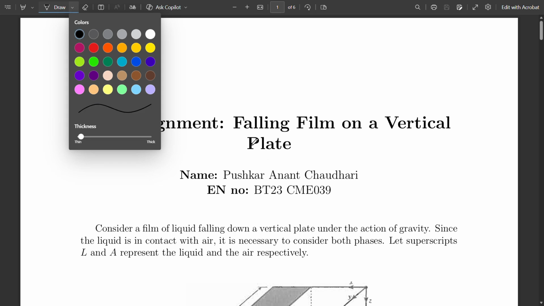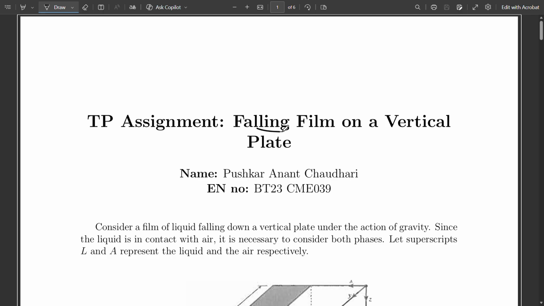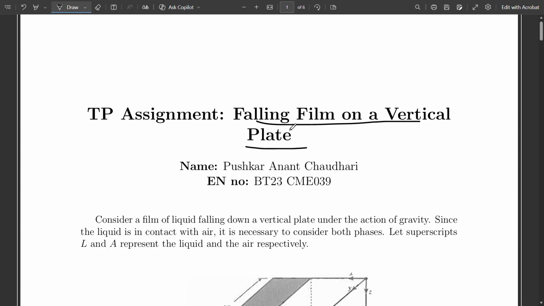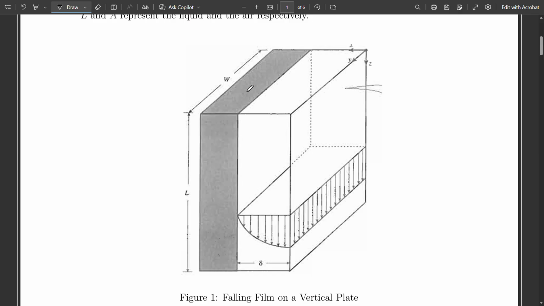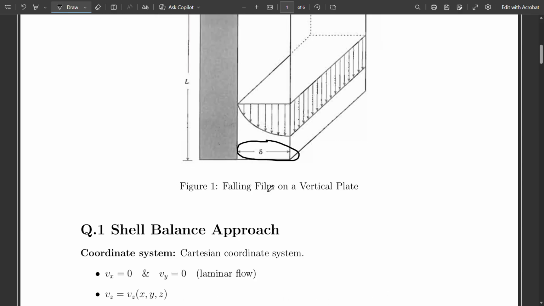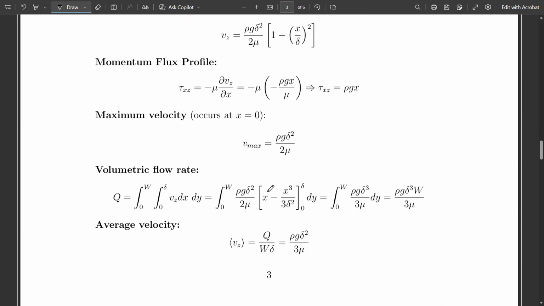So now we will solve this problem. Falling film on a vertical plate, that is, there is a plate of length L and width W over which a film of thickness delta is falling. We will solve this problem using the equation of change approach.